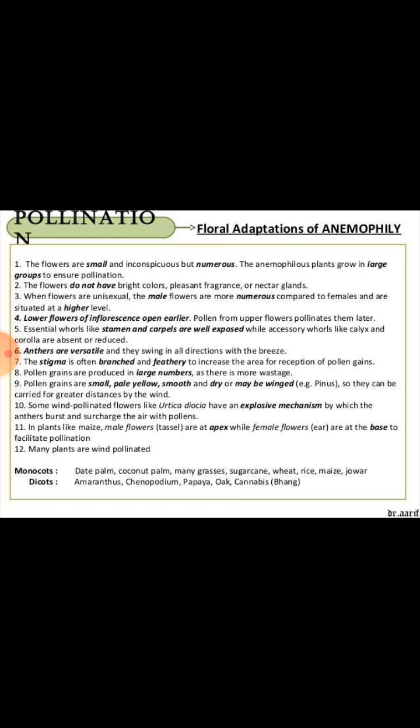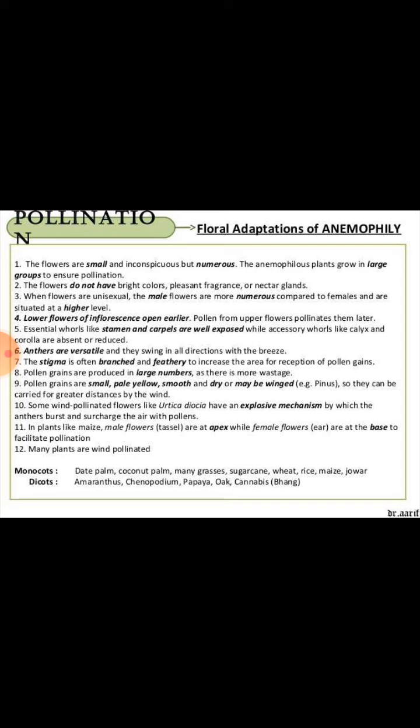Flowers are mostly unisexual, and male flowers are more numerous compared to female flowers. The inflorescence opens earlier, so the stamens are well exposed. Anthers are versatile because they are easily attached to the base of the filament for pollen grains.